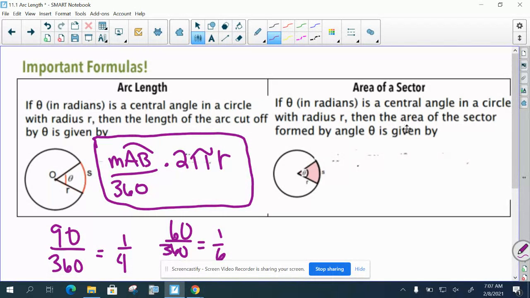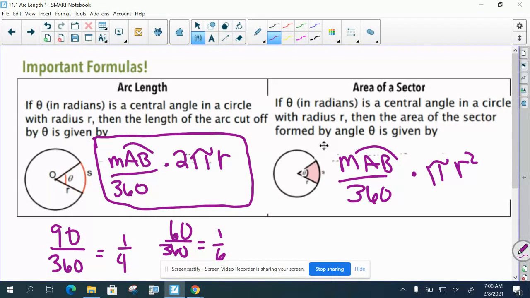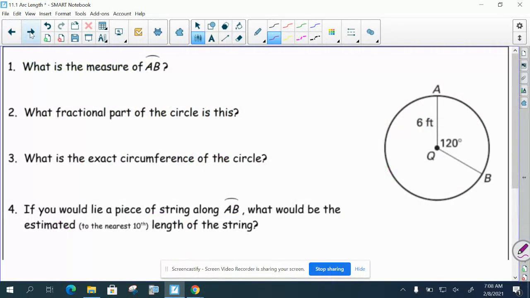And then the area of the sector is just the same thing except you use the area formula. So the measure of the arc divided by 360, the fraction of the arc that you're trying to find the area of, for the sector, and then times pi r squared. That's the area of the sector formula. Okay, so let's do some examples.